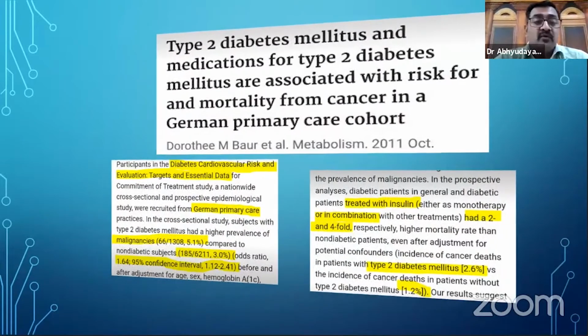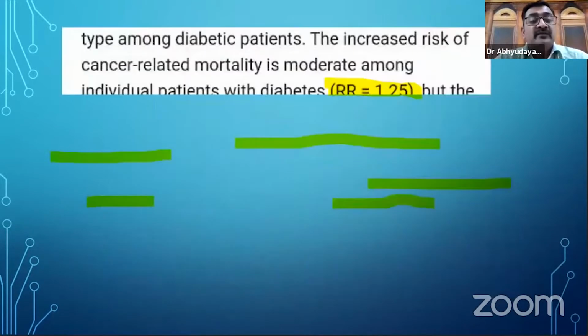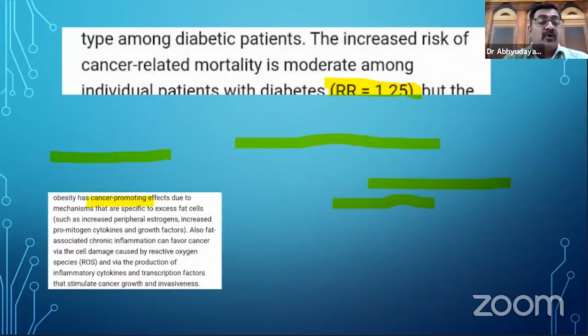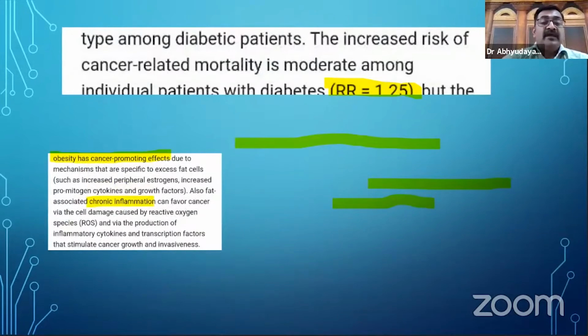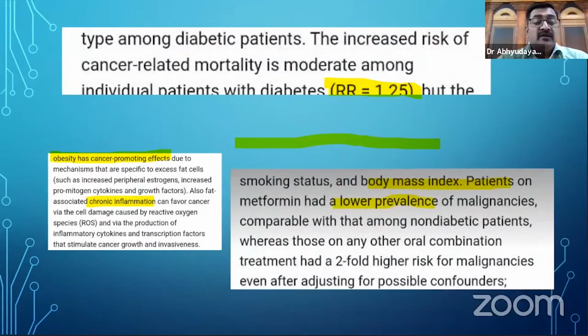So what they concluded was that there is an increased risk of cancer-related mortality, which is moderate among individuals with diabetes, relative risk of 1.25. And the main reason they show was obesity, which has cancer-promoting effects, again, due to various theories I have shown you regarding chronic inflammation.